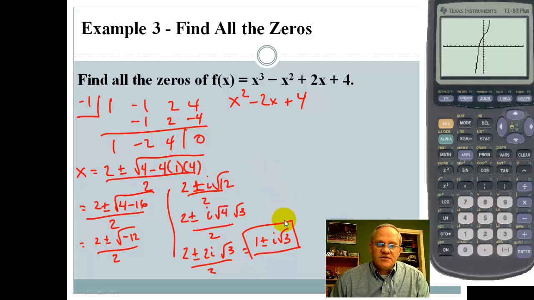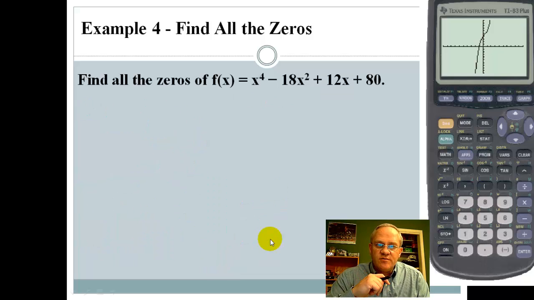So our zeros were, remember our -1 that we found from the calculator, -1 was a 0, and then 1 plus i square root of 3 and 1 minus i square root of 3. That's our 3 zeros. Remember from our biggest exponent there, that there's 3 there. So there's 1 and 2, 3. All right, let's do one more like that. You probably need to do another one of those.